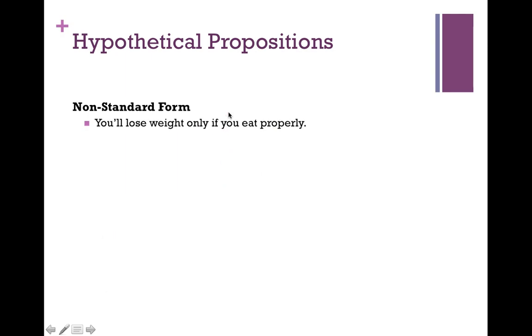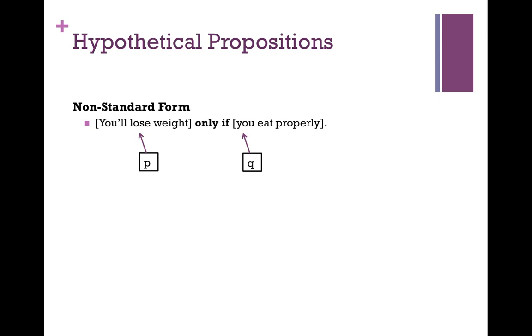This next one is probably the hardest one for students to see: you'll lose weight only if you eat properly. Let's do the same thing we did in the last one and identify our component propositions. Just like before, P is you'll lose weight, Q is you eat properly, and our connective here is only if. What's the logical form of this proposition? As it's written, it is P only if Q.